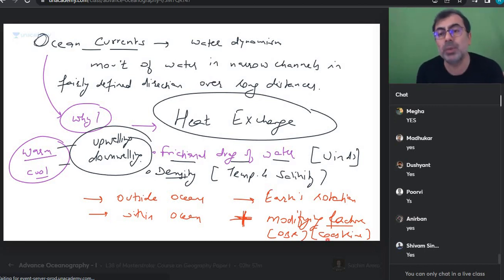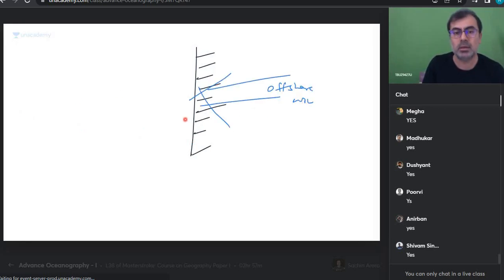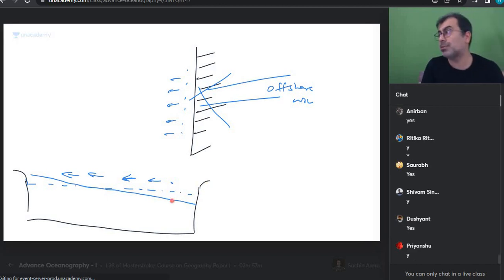Why? Because of the trade winds. Trade winds push the coastal water away from the coast. If this is the coast and this is the wind flowing, what wind is this? Offshore wind. So this will push the surface water away from the coast. Do we get that? If the surface water is being pushed away from the coast towards this side, will the surface water level, which was like this, tilt or not? Because of which wind? Offshore wind.